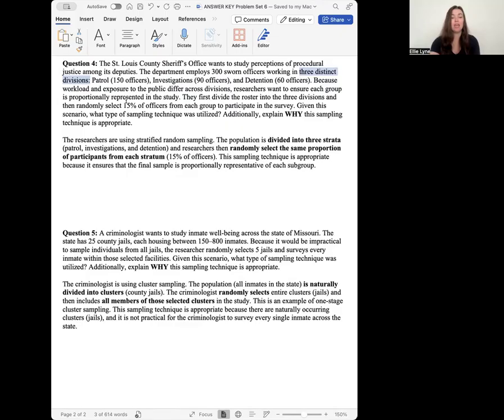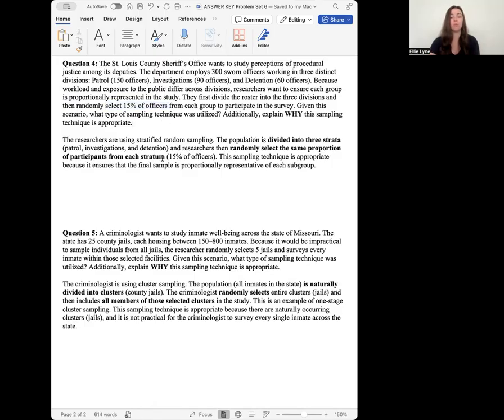And what's important here is that we want them to be proportionately represented in the study itself. If the researchers didn't care about that and they just wanted to look at officers overall within this department, then they could use a simple random sample, right? They didn't necessarily care if officers were from patrol or investigations or detention. But here, the researchers are specifically saying that they want proportional representation from each of these divisions. And so, moving on here, they divide the rosters into the 3 divisions and then randomly select 15% of officers from each group to participate in the survey.